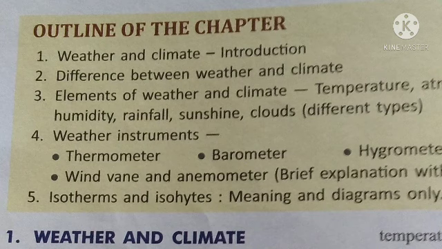Now, what is the difference between weather and climate? As I have said, the weather is the day-to-day change in the atmospheric conditions, but climate is the average weather condition of the temperature, atmospheric pressure, wind, humidity, precipitation of a large area over a long period of nearly 30 years. So, climate is the condition of the atmosphere over a long period of time.